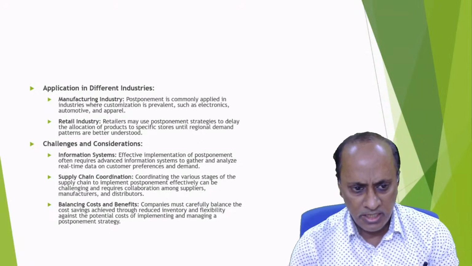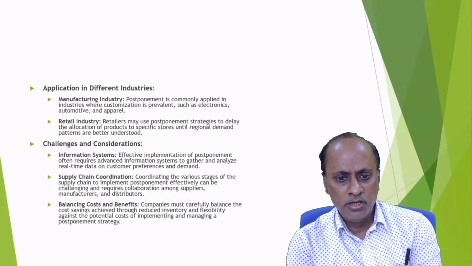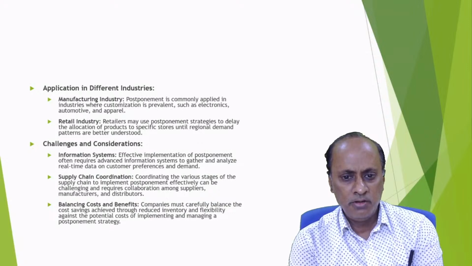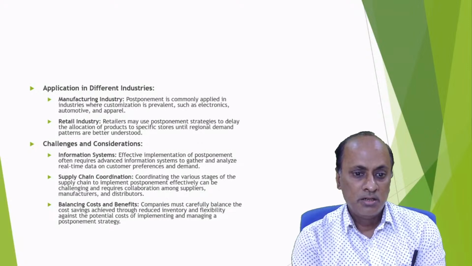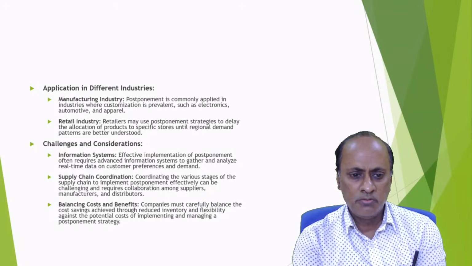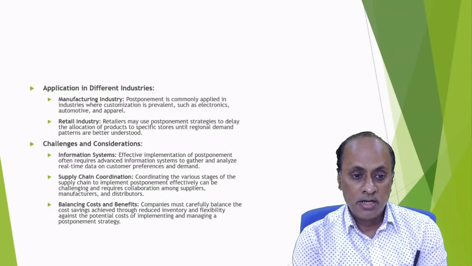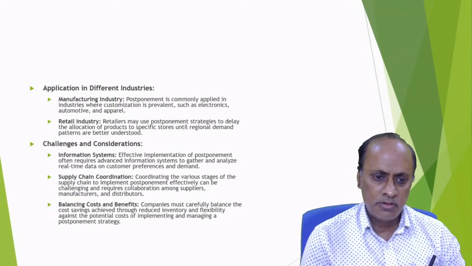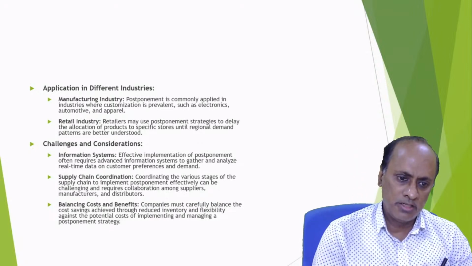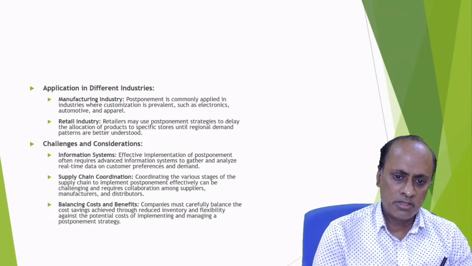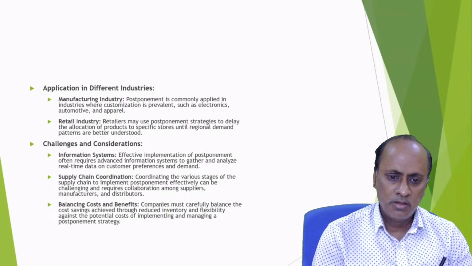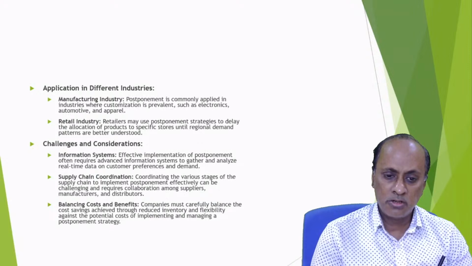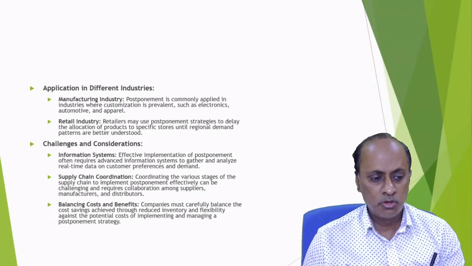Then another challenge is supply chain coordination. Coordinating the various stages of the supply chain to implement postponement effectively can be challenging and requires collaboration among the suppliers, manufacturers, and distributors. So the greatest challenge of this principle is the collaboration of different entities in the supply chain. Balancing cost: the company must balance the cost saving achieved through reduced inventory and flexibility against the potential cost of implementing and managing a postponement strategy.